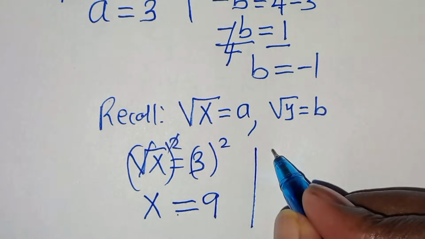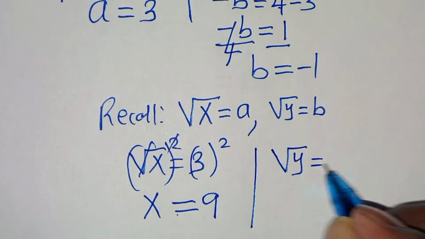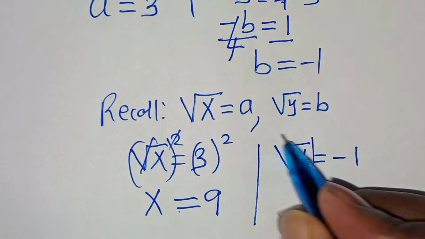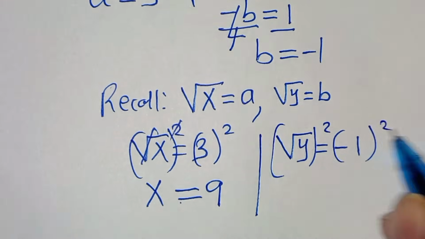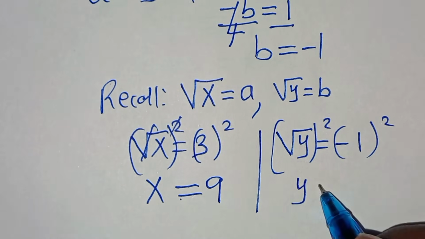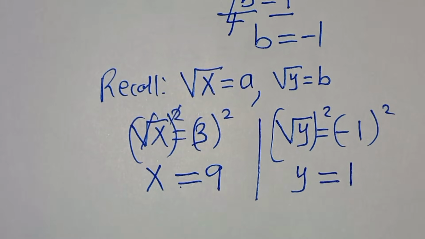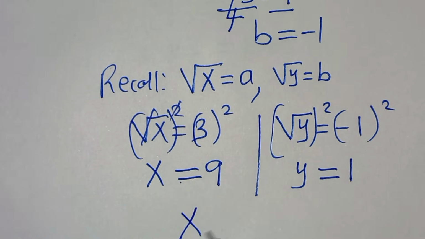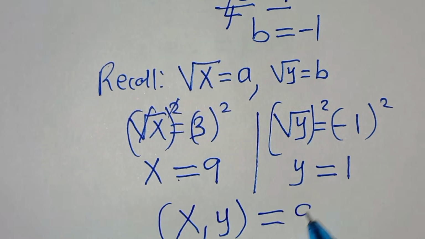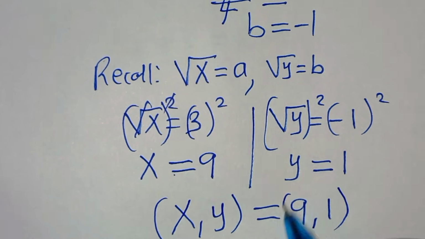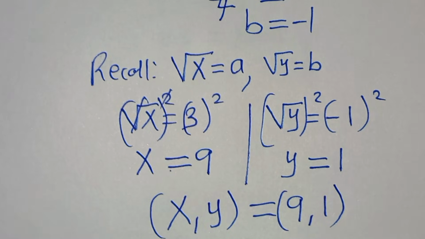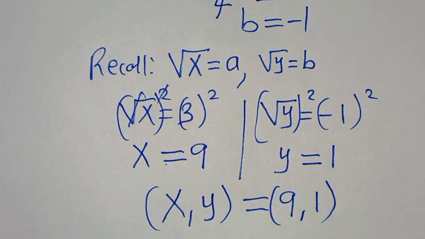And here we have square root of y is equal to minus 1. So if we square both sides, this means we have y is equal to 1. So we have the first set of solution here, x comma y is equal to 9 comma 1. So this is the first set of solution here. Let's proceed to case 2.